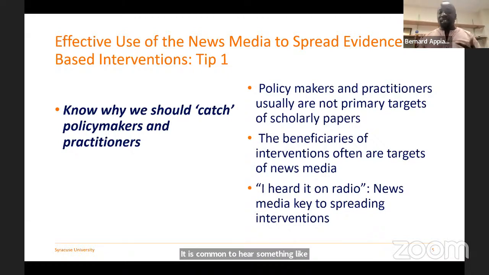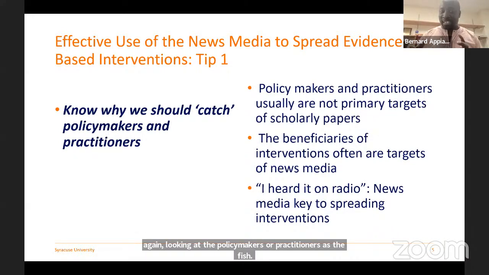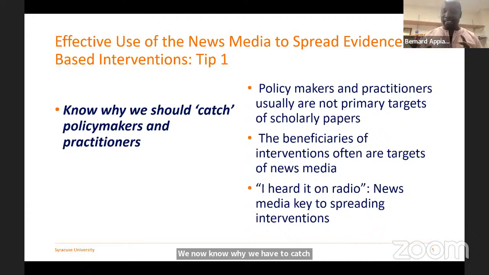And so news media, for example, could be key to spreading interventions if we use it very, very well. Now, again, looking at the policymakers or practitioners as the fish, we now know why we have to catch them. We have to catch them because they are the ones that will eventually help promote the uptake of interventions. If there is no funding to promote something, no matter how good it is, it might not get promoted.